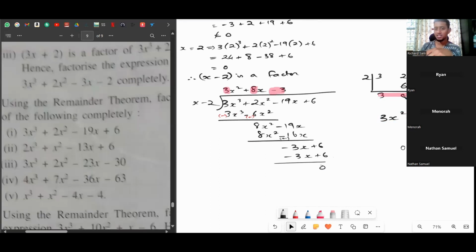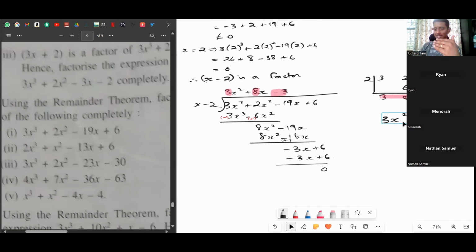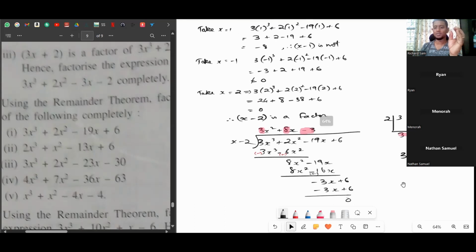Clear how to do both? Okay. Now, once you get this, you got a very big expression. It's a trinomial. You need to again split this into two. So you have to do the sum and product here to get the two factors.